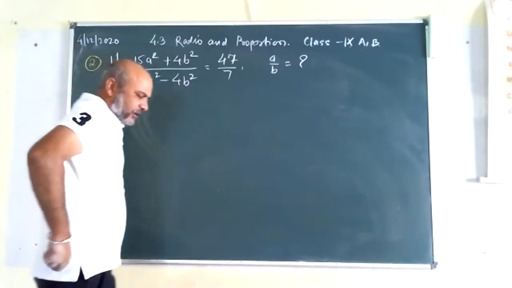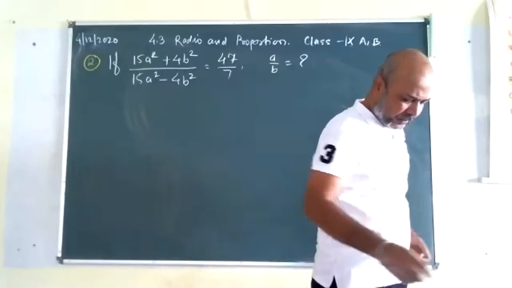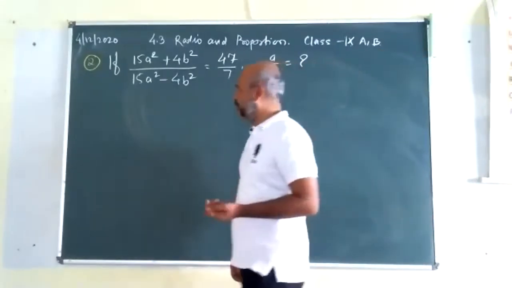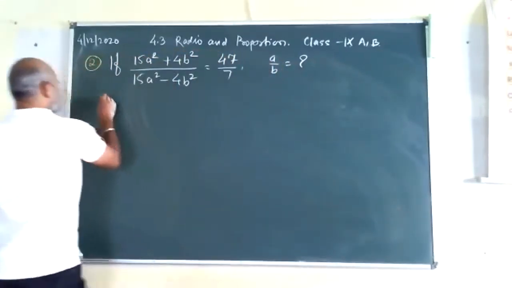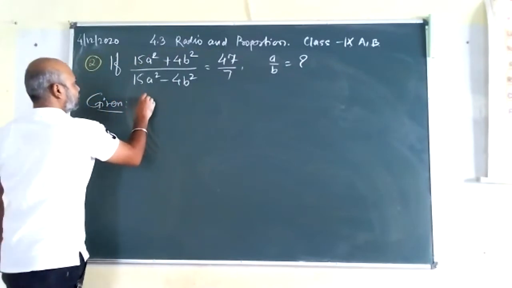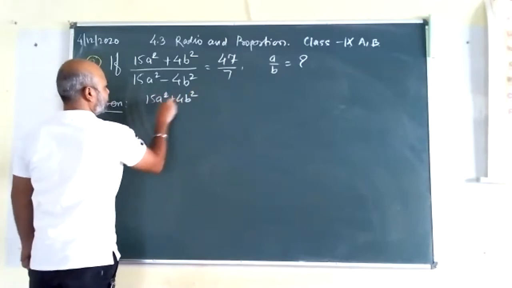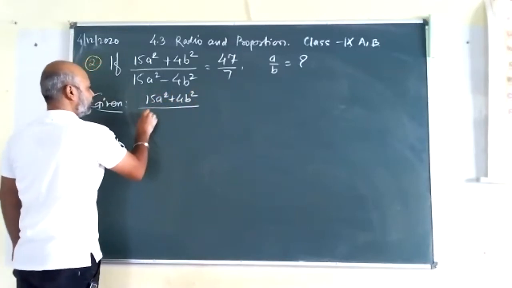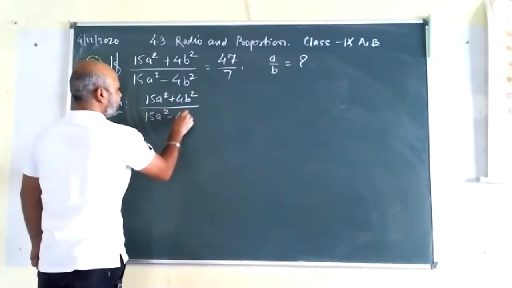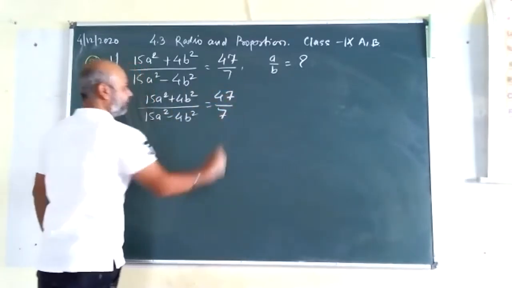So here first we'll find the value of A upon B. Here A upon B is not given. So remember how we'll find the value of A upon B. Now what is given, student? Given is (15A square plus 4B square) divided by (15A square minus 4B square), and this is equal to 47 upon 7.